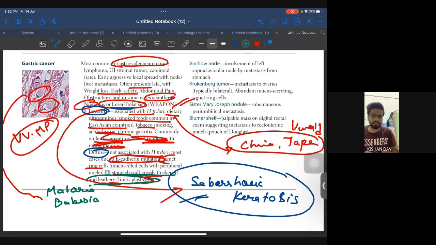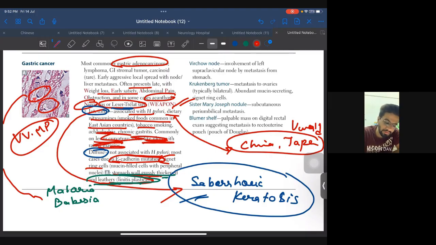Yeah, you can see. Okay. Signet ring cells can be seen in malaria and babesiosis also. So yeah, leathery, linitis plastica, stomach wall grossly thickened. So all these are for signet ring diffuse gastric cancer.